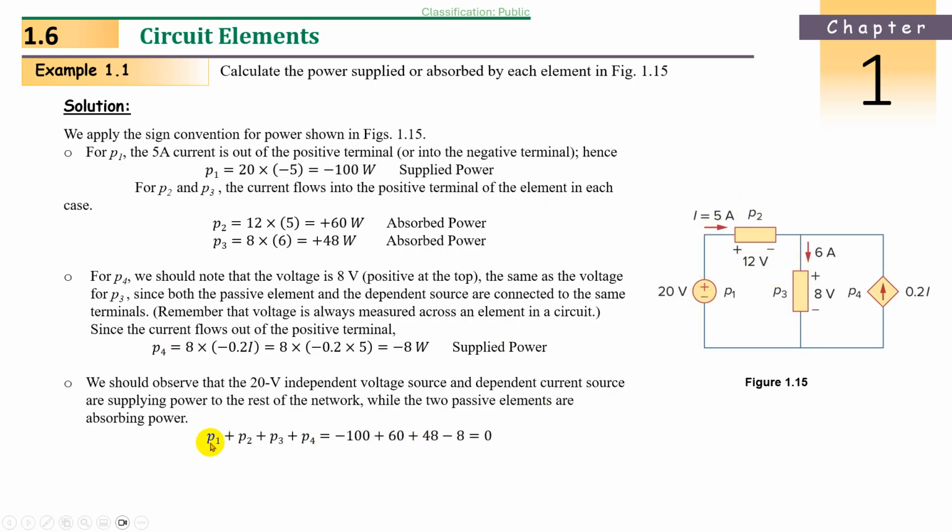See, P1 plus P2 plus P3 plus P4 is equal to minus 100 plus 60 plus 48 minus 8, which is 0. Law of conservation of energy. In agreement with the sum of powers rule, the total power supplied equals the power absorbed. Supplied means minus 100 and minus 8. Absorbed is 60 and 48. Both are the same.